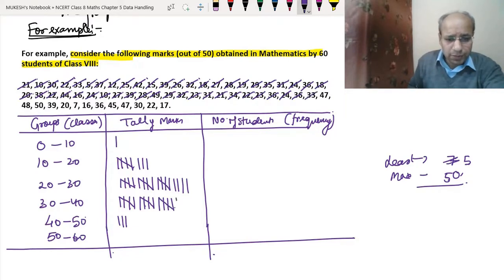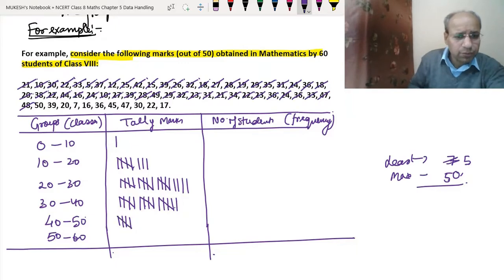33 will come between 30 and 40. 47 will come between 40 and 50. 48 will come between 40 and 50. So we will make a block here. Okay. 50 will not come here, 50 will come here. So we will write the 50 here. 39 will come between 30 and 40.